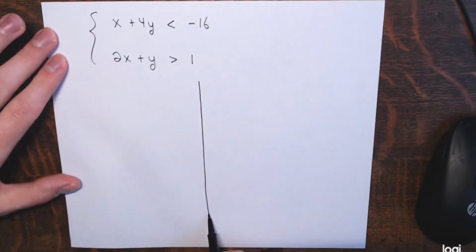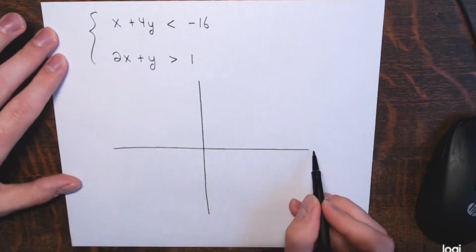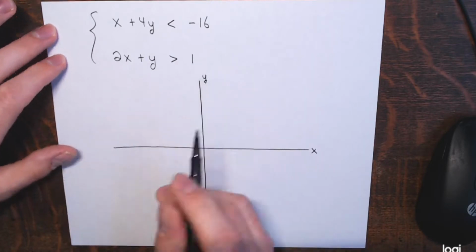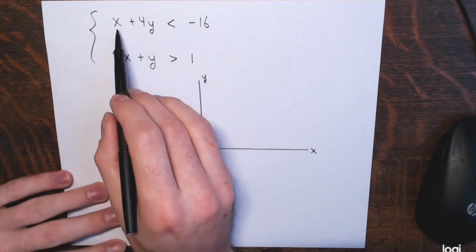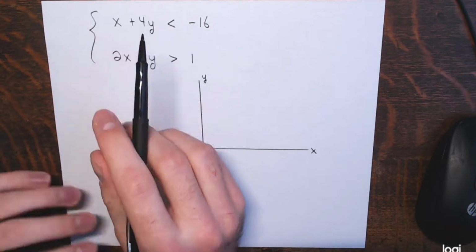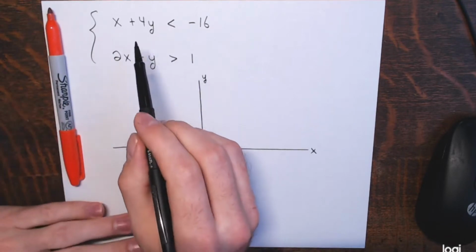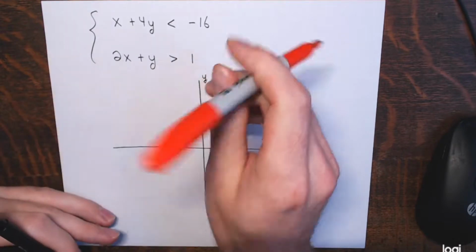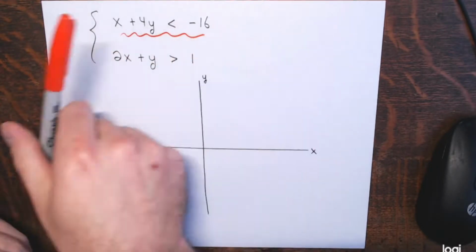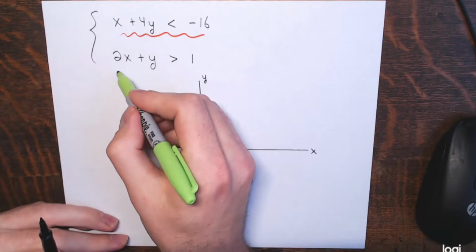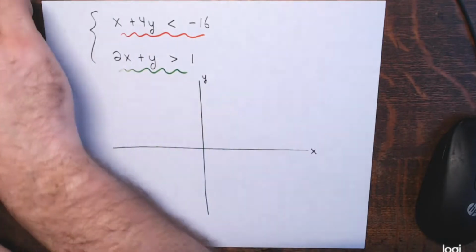All right, so I'm going to make my coordinate plane here. And again, I'm assuming you know how to graph these. So the first one I'll graph in an orangish color, and the second one in like a greenish color. Again, whatever color you're seeing.